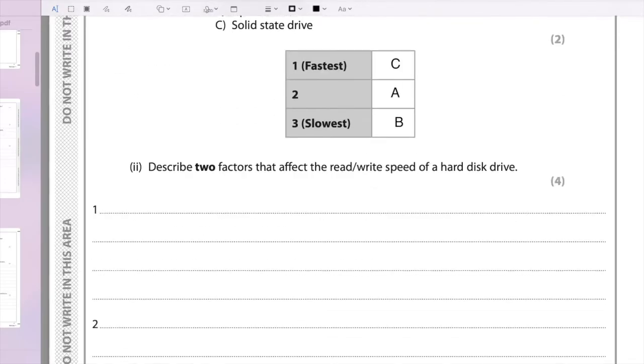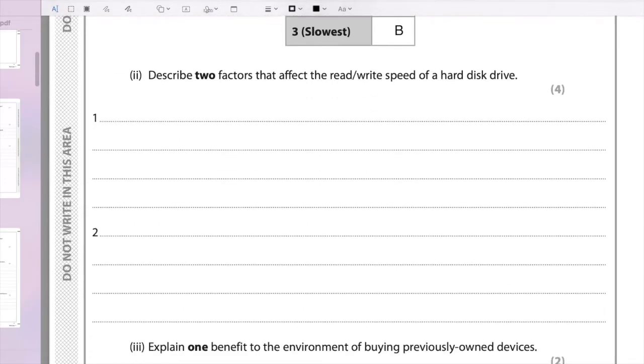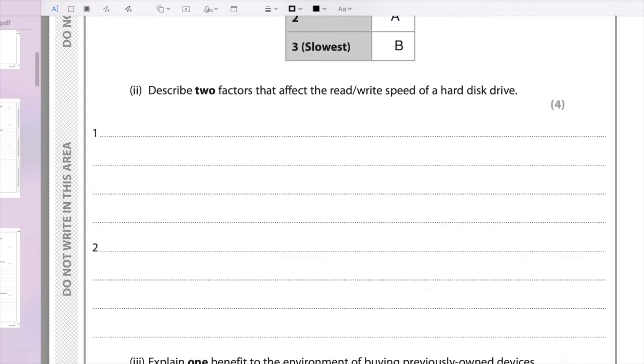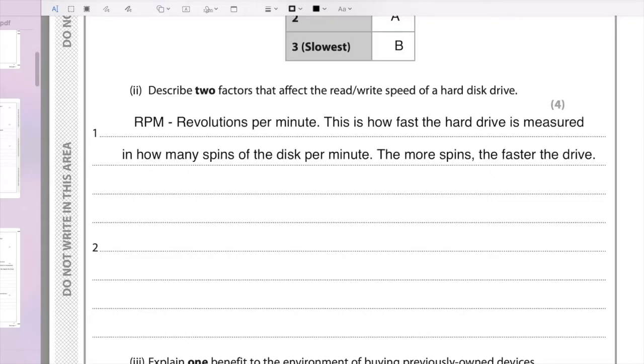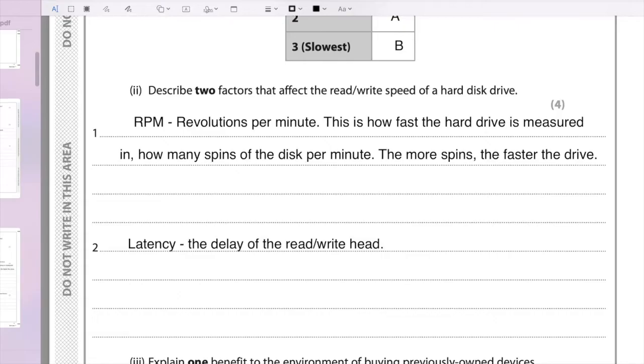You scroll down. We need to describe 2 factors that affect read-write speed of a hard disk drive. So the first one I'm going to look at is RPM. So I've written here RPM, revolutions per minute. This is how fast the hard drive is, measured in how many spins of the disk per minute. The more spins, the faster the drive. So the second point I've written there is latency, the delay of the read-write head. The hard drive has a head that reads from the disk, and its latency, how slow it is, is also going to affect the read-write speed of the hard drive.